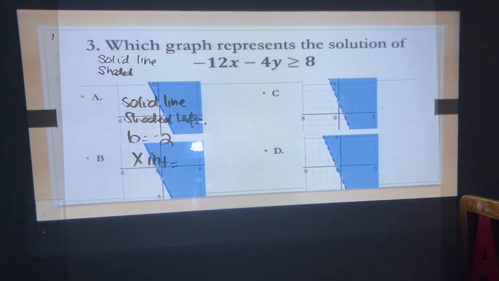-12x minus 4y is greater. Yeah, I put it in correctly. I don't know what I was graphing last night when I created this lesson. Oh well. How do I fix that real quick?